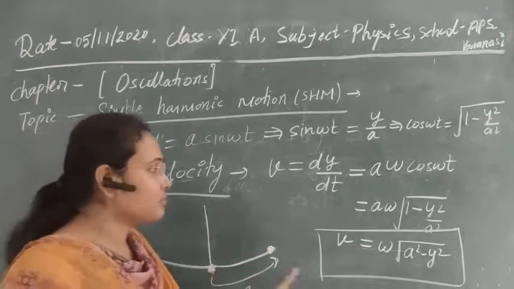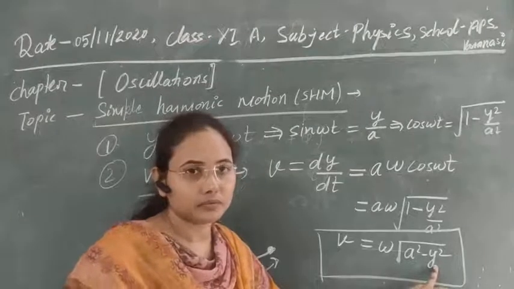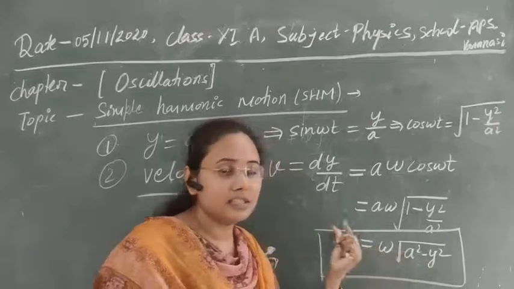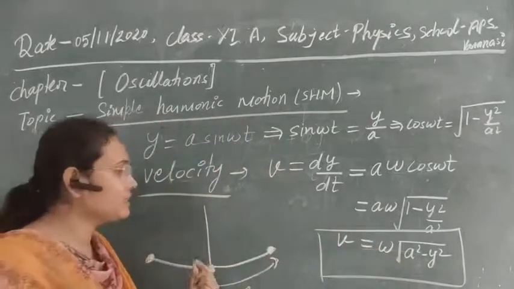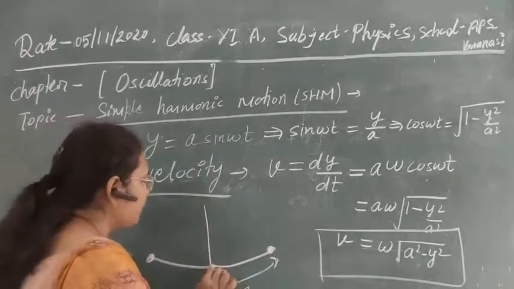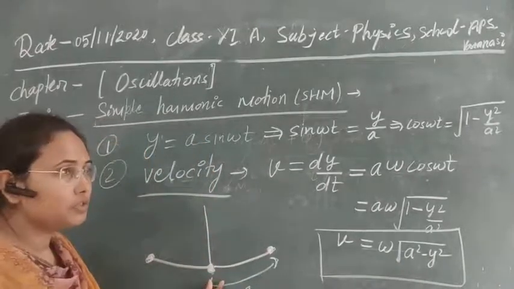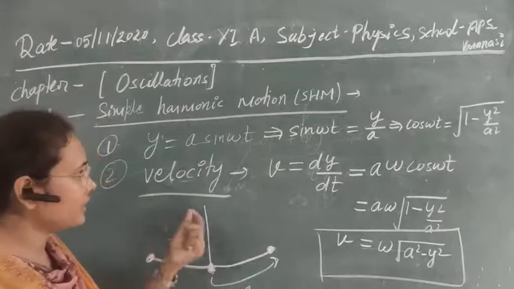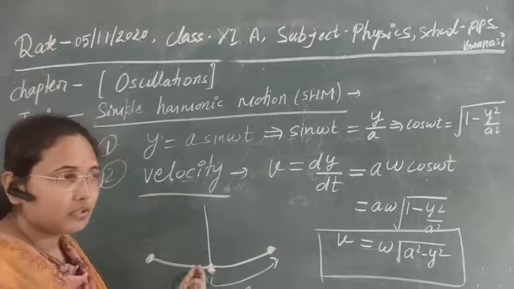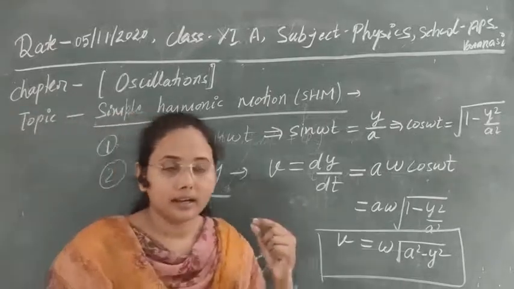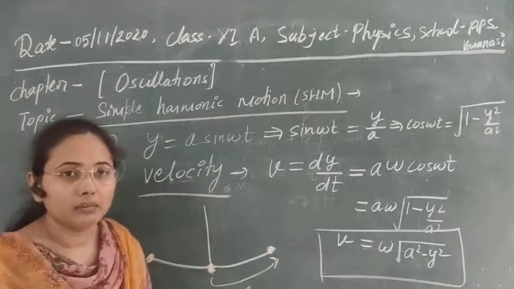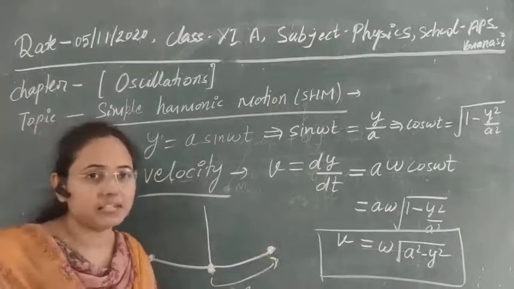and at the center point the displacement is 0. So if we put y equal to 0, we obtain a omega, that is the maximum value obtained in this case. So we can say that at the equilibrium position, at the mean position, the particle which is executing simple harmonic motion has the maximum velocity. So that's why the particle cannot ever stop at the equilibrium position or mean position, as its velocity is maximum here.